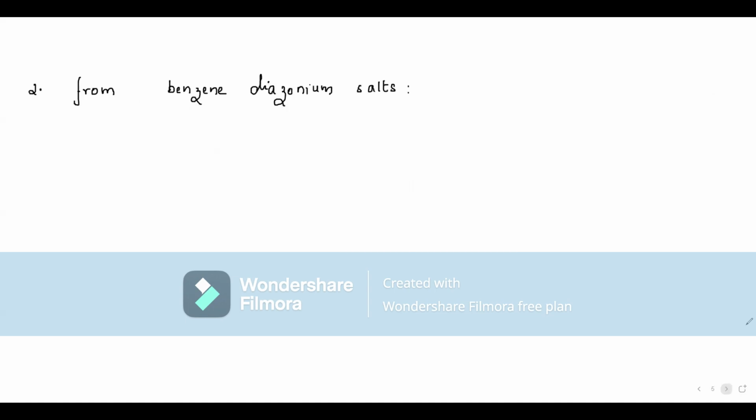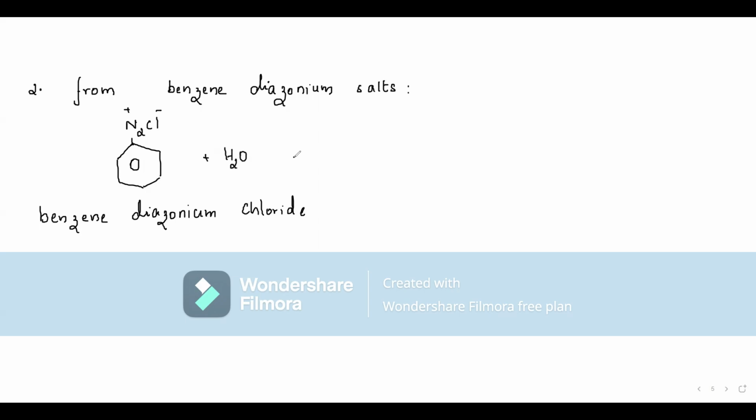Well, the next reaction is from benzene diazonium salt. So I will be taking here a benzene ring with N2Cl. Now this is benzene diazonium chloride. This is to be treated with warm water. So I'm just writing water here.